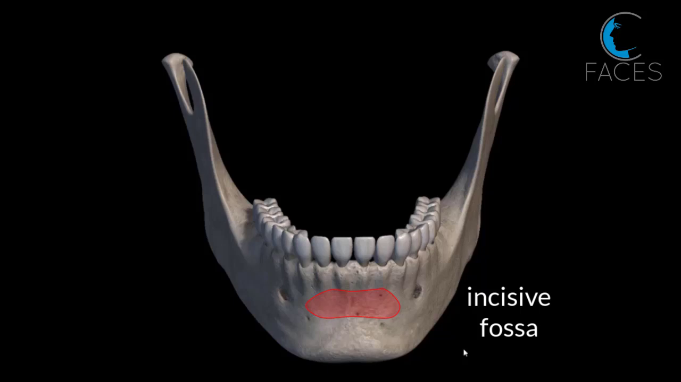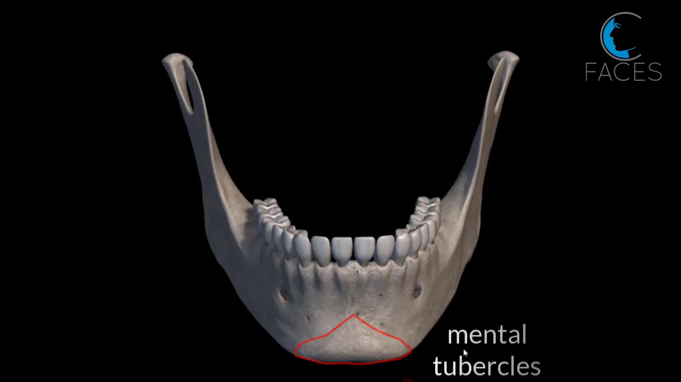Immediately inferior to the incisive fossa is a midline convexity called the mental protuberance. The most prominent point of the protuberance is called the pogonion. The lateral edges of the mental protuberance are elevated, forming the mental tubercles.